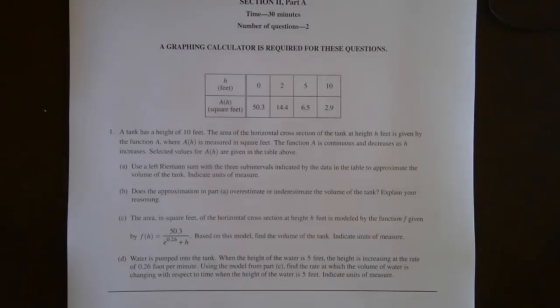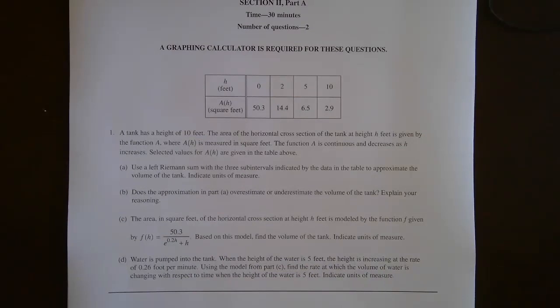Okay, so for part C, the area in square feet of the horizontal cross section at height h feet is modeled by the function f given by f of h is equal to this, okay? So this is the area function, so it's a brand new area function. So this is just like A of h, but it's an actual formula, right? So this is really the exact same question as part A. This is going to be an integral, because we're going to find the volume of the tank.